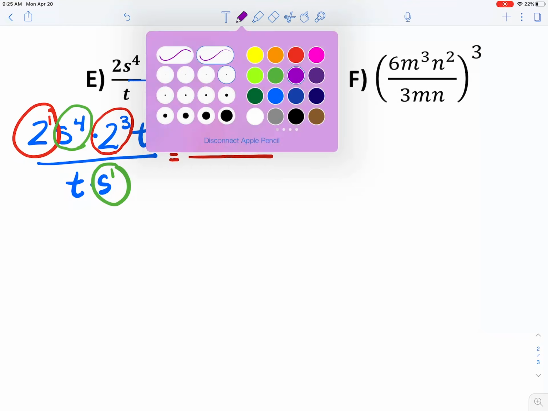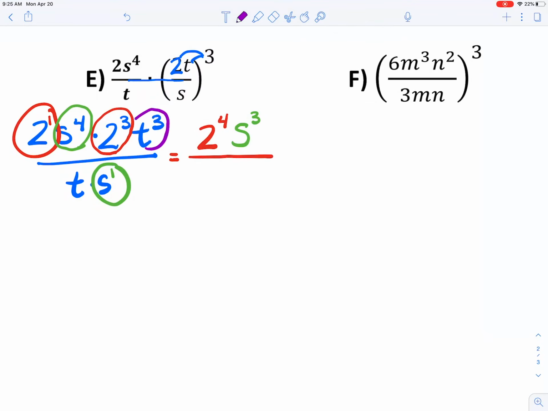Okay, and now let's do a different color. Let's do purple. So we have t to the third on top, and we have a t on the bottom. That would be t to the 1. So similarly on this one, we're dividing, so we subtract. So t to the 3 minus 1 is 2. Okay, and now it actually looked like we didn't have anything left on the bottom, so that is our final answer.